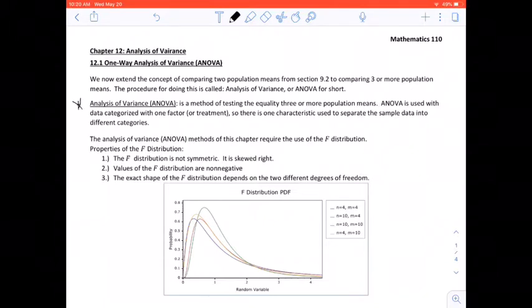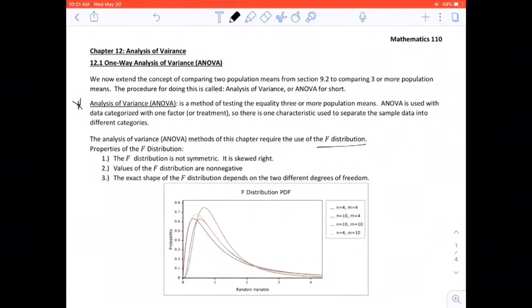ANOVA is used with data categorized with one factor or treatment, so there is one characteristic used to separate the sample data into different categories. The analysis of variance, or ANOVA method, of the chapter requires the use of the F-distribution.